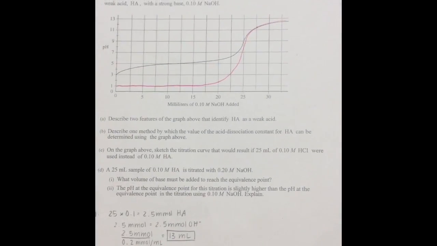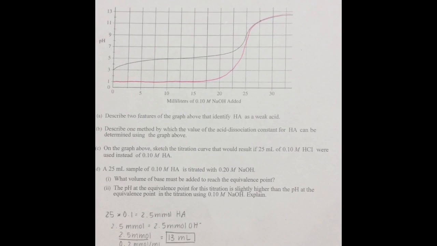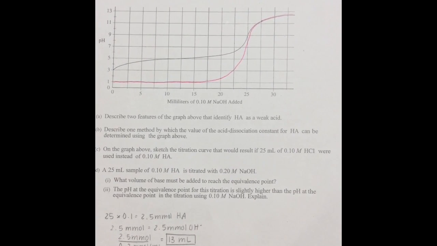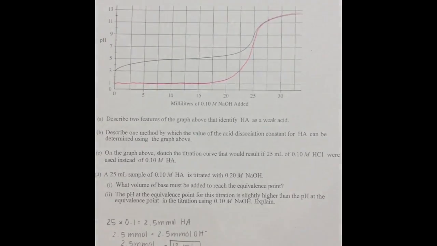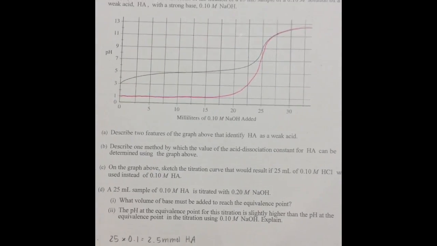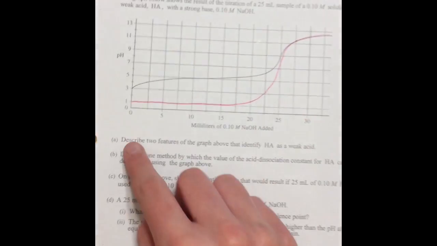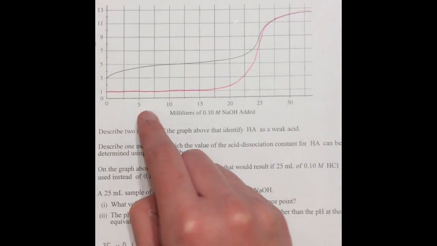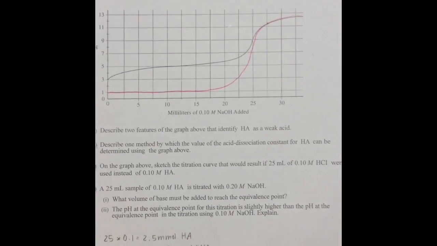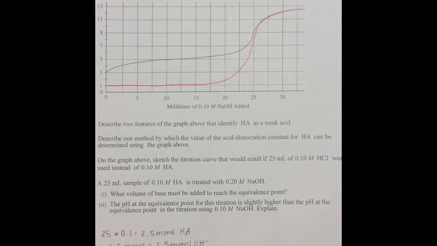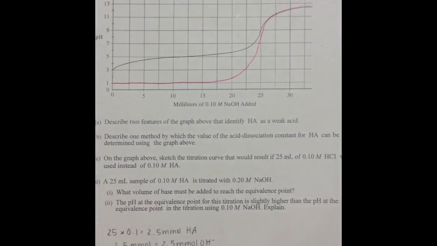On the graph above, sketch the titration curve that would result if 25 milliliters of a 0.1 molarity solution of HCl were used instead of 0.1 molarity HA. So the black line is the titration that they showed, and the pink line represents the titration curve that would result if 25 milliliters of 0.1 molarity HCl were used instead.